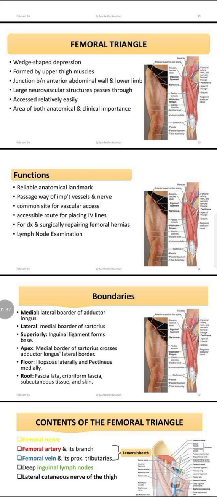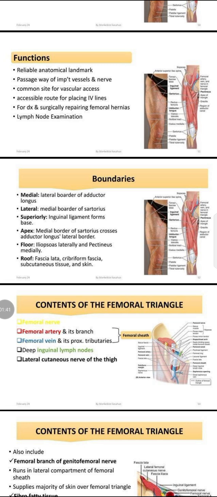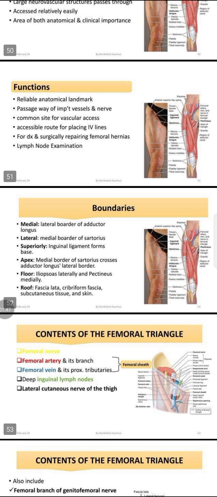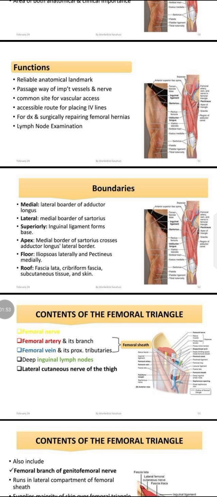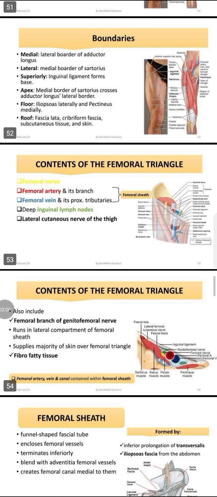So what are the functions of the femoral triangle? Like I said, it's a passageway of important vessels and nerves, and is a common site for vascular access, an accessible route for placing IV lines. Femoral hernias, like I said. Lymph node examination. And then we come to the boundaries.